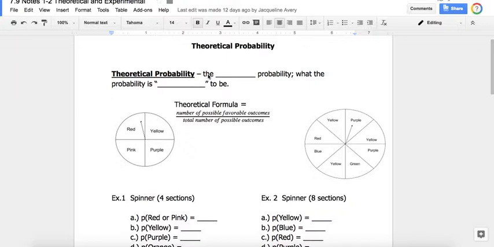So recall that probability is the likelihood of something occurring. And in this unit, we are going to learn about two different kinds of probabilities, theoretical probability and experimental probability. So the first one today is theoretical probability, and it's the expected probability. It's what the probability is supposed to be.